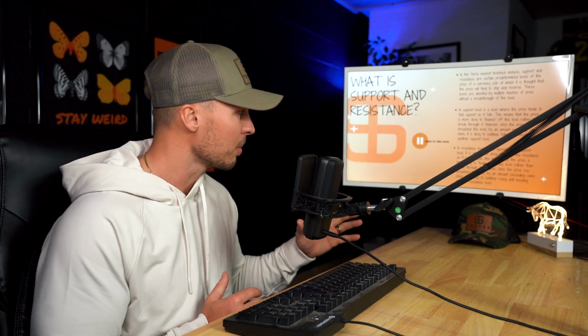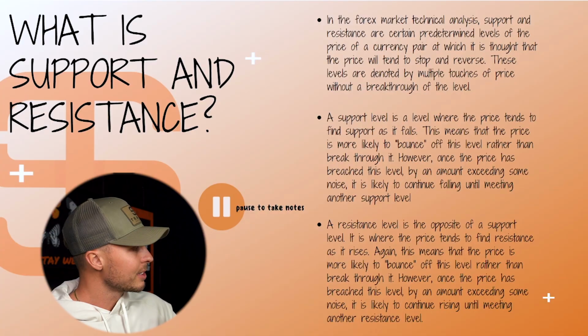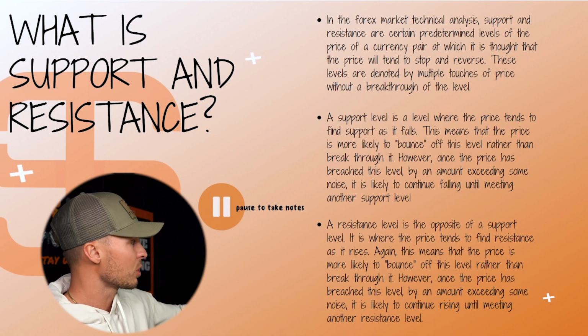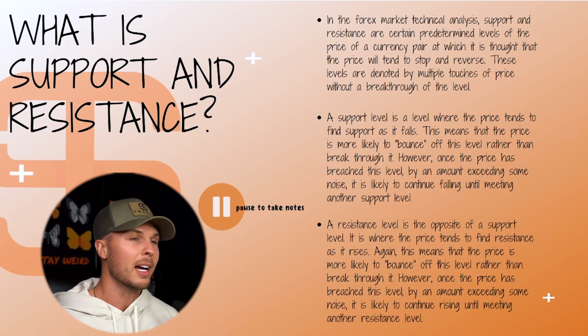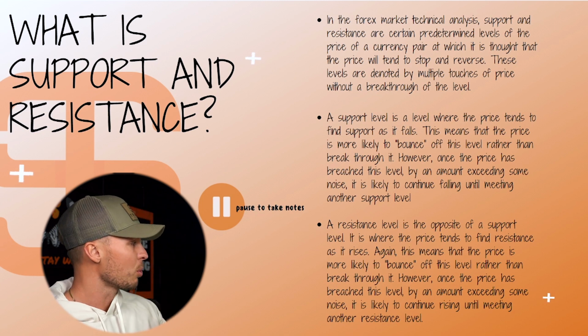Now, once price has actually breached this level and broken past that level, by an amount exceeding some noise, it is likely going to continue to fall. If it breaks that resistance, it's likely going to continue to rise. A resistance is just the opposite of support, as you guys know. A resistance level is the opposite of support, so it is where price tends to find resistance as it rises.